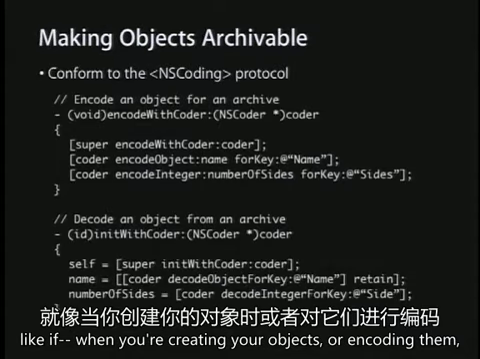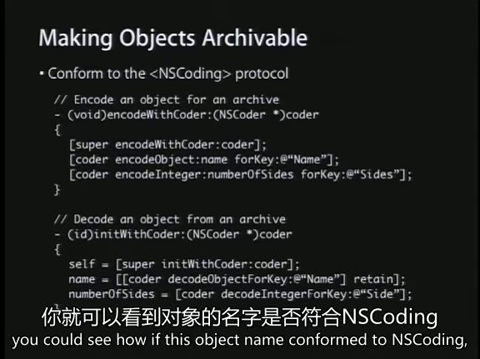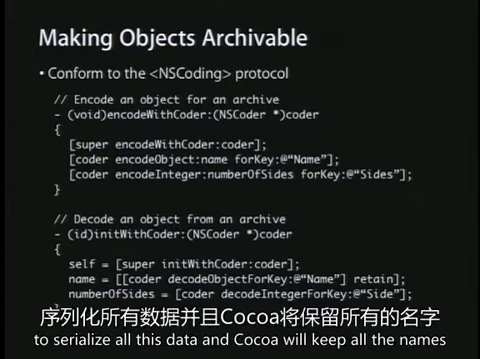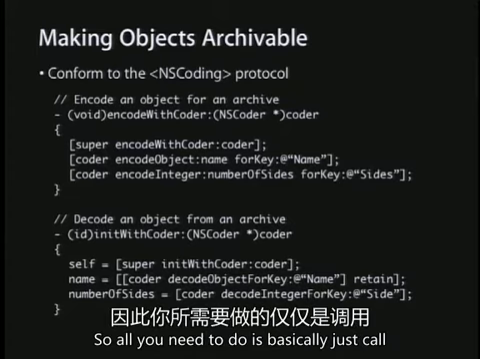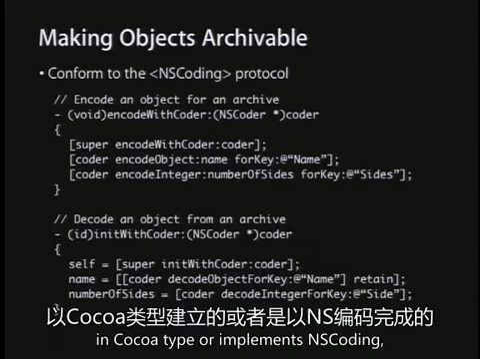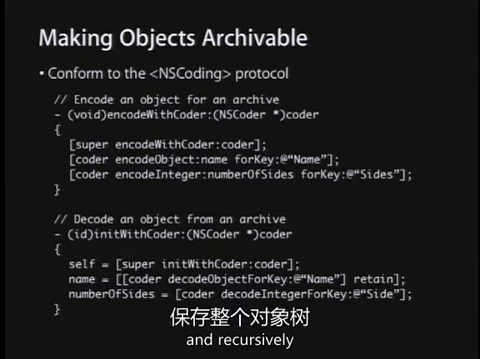when you're creating your objects or encoding them, you call encodeWithCoder super, then you call encodeObject. So you can see how if this object name conformed to NSCoding, it would also have encodeWithCoder called on it. So that it would basically work recursively to serialize all this data. And Cocoa will keep all the names and properties separate and handle that recursive state for you. So all you need to do is basically just call encodeObject, and as long as the object you're referencing is either a built-in Cocoa type or implements NSCoding, you'll basically be able to save a whole object tree automatically and recursively.